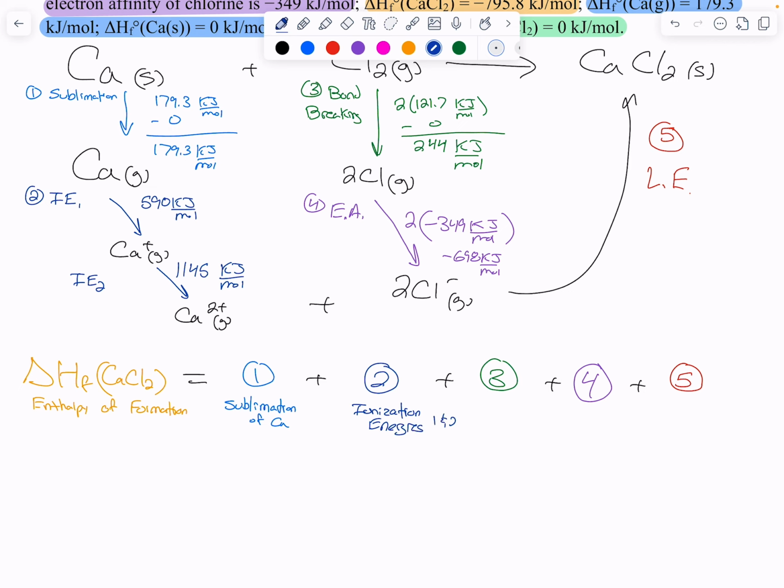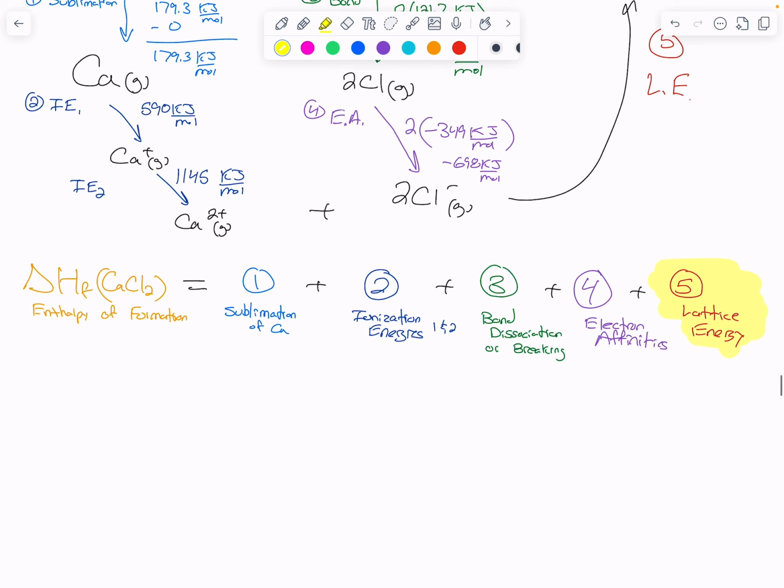One and two, first and second. We got bond dissociation, or breaking. We got electron affinities. And then we have lattice energy. Now, with this, we are looking for lattice energy. All right.